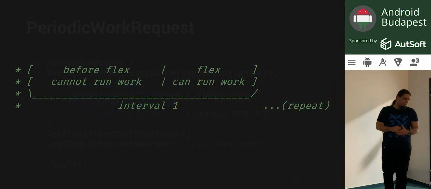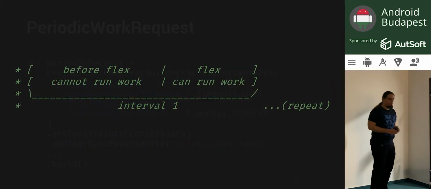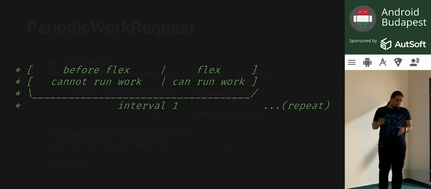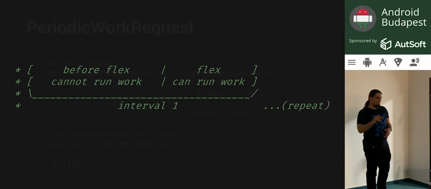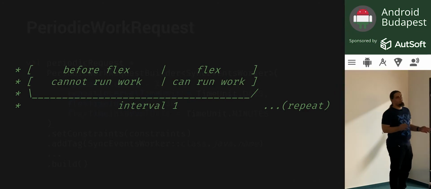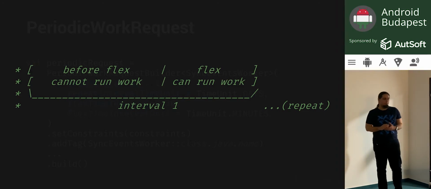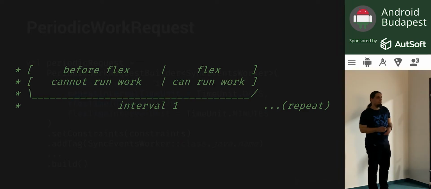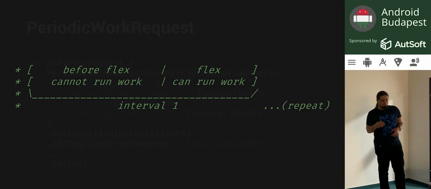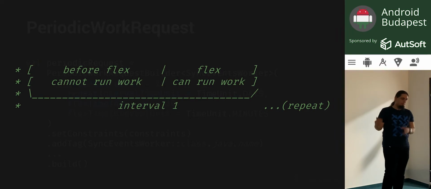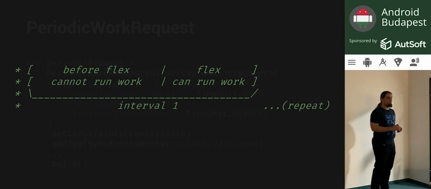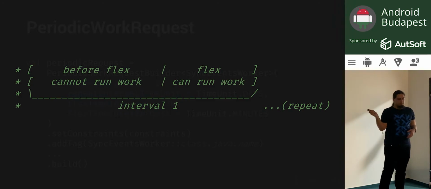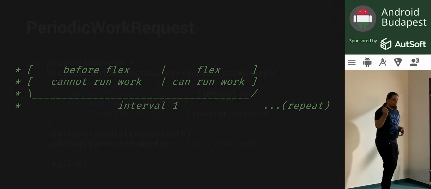which just provides us with a nice figure, an ASCII art. So on the bottom, you can see the interval. It's the bottom line. It's the whole interval our work can be run in by WorkManager. And with flex interval, we can specify the trailing time that WorkManager will schedule our work in. So the figure is quite obvious, I hope.